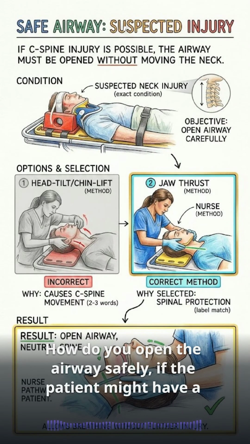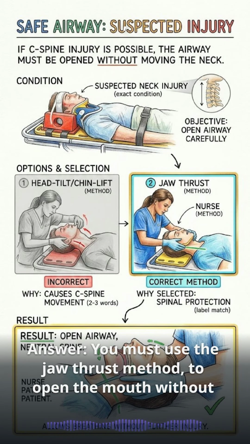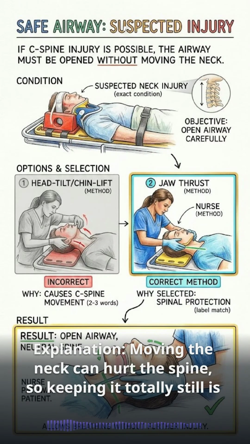4. How do you open the airway safely if the patient might have a broken neck? You must use the jaw thrust method to open the mouth without moving the neck. Moving the neck can hurt the spine, so keeping it totally still is a rule.